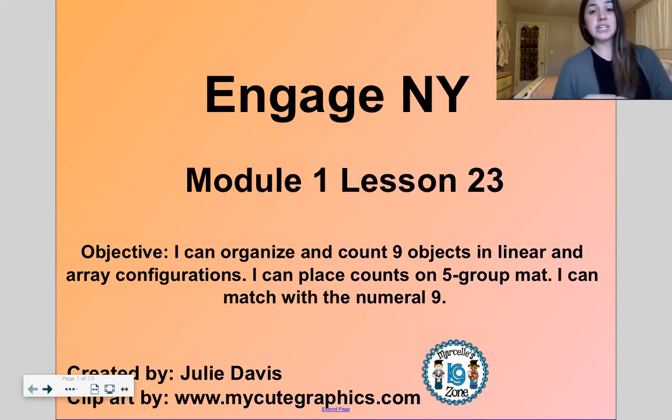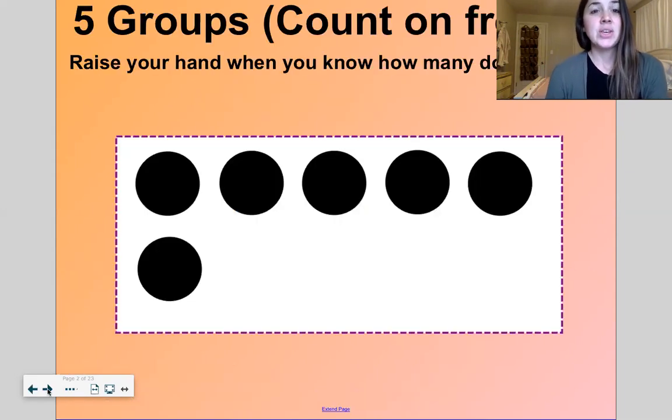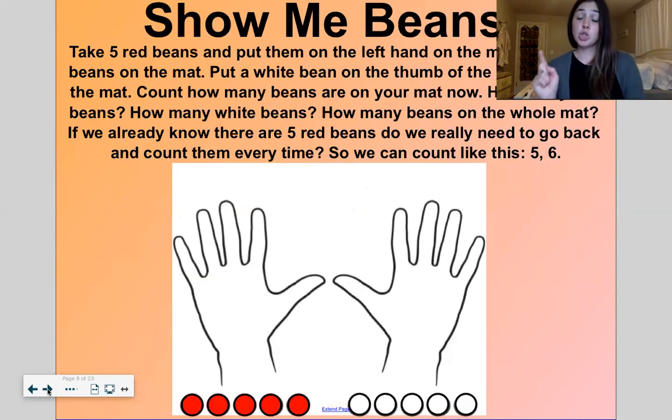So our goal for today is to organize and count 9 objects in linear and array configurations. We are going to place counts on a 5-group map and then match with the number 9, and you'll do that after we're finished. Okay. So today we're going to start off with a new fluency game called Show Me Beans.